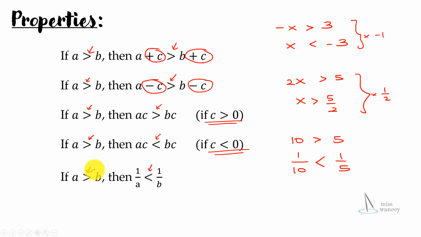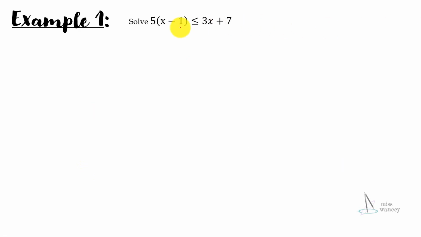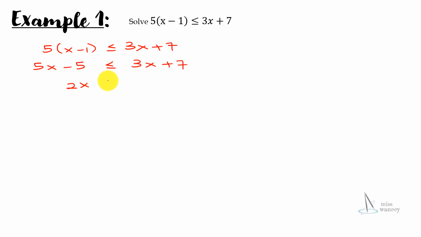Okay, so let us go to the example. The first one, solve 5x minus 1 less than or equal to 3x plus 7. So let us write down the question first. On the left hand side, let us expand this. So this is 5x minus 5 less than or equal to 3x plus 7. Bring the x to the left hand side, so 5x minus 3x is 2x, less than or equal to 7 plus 5, so this is 12. So x will be less than or equal to 6.